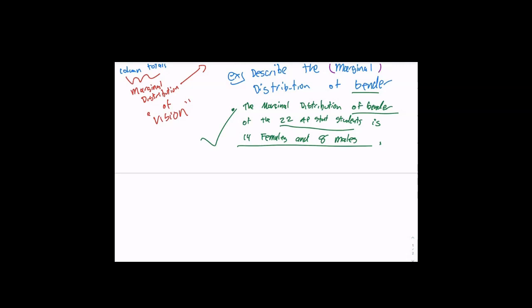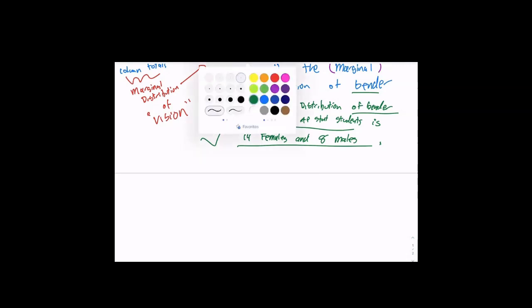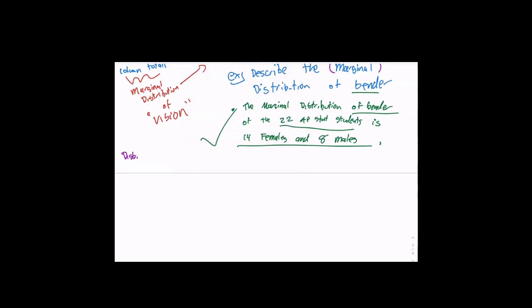So when I ask you about distribution, distribution really just says distribution equals the breakdown of the what. So the what was gender. The who was the 22 students, AP Stat students. And the distribution part was the breakdown of the gender, which is 14 females and 8 males. Okay?